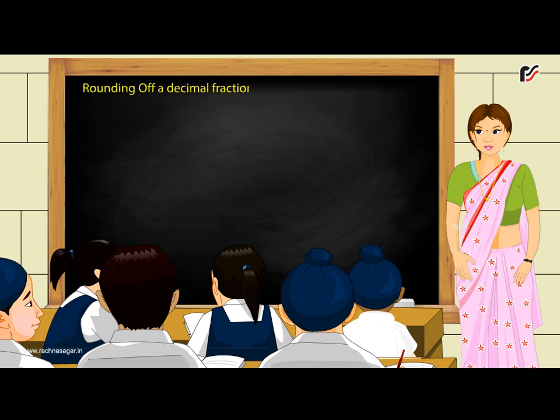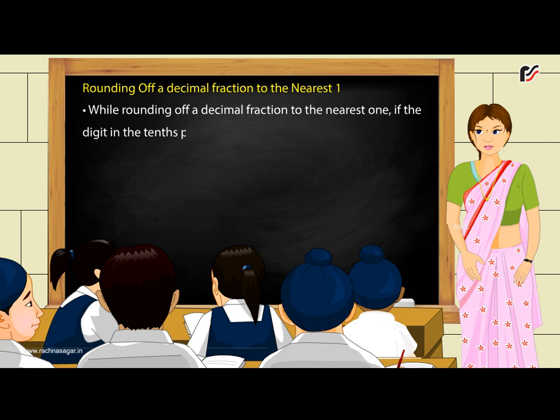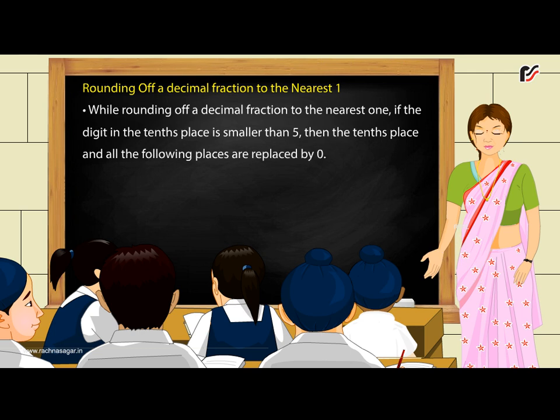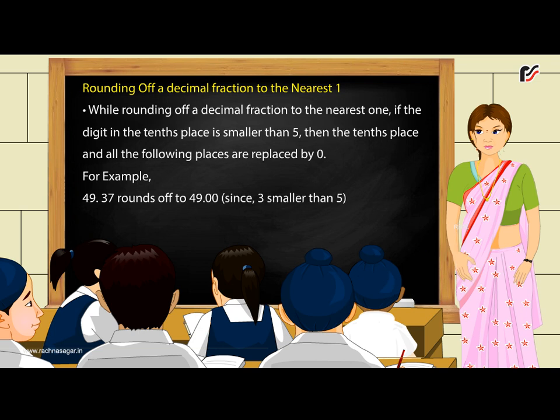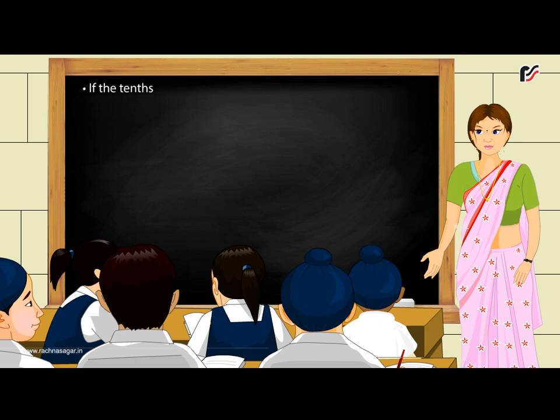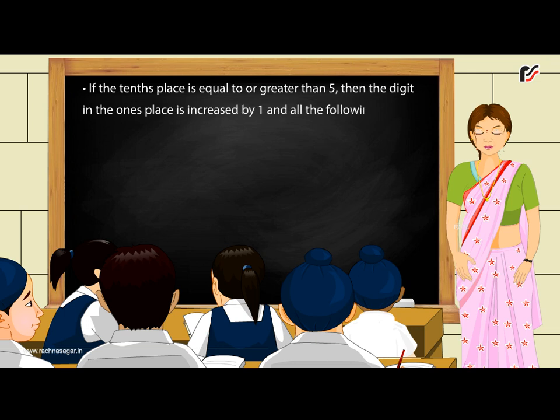Rounding off a decimal fraction to the nearest one. While rounding off a decimal fraction to the nearest one, if the digit in the tenths place is smaller than 5, then the tenths place and all the following places are replaced by 0. For example, 49.37 rounds off to 49.00 since 3 is smaller than 5. If the tenths place is equal to or greater than 5, then the digit in the ones place is increased by 1 and all the following places are replaced by 0.